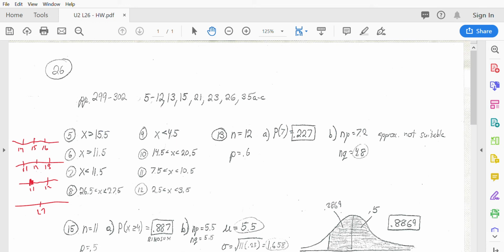The final homework on the normal approximation to the binomial distribution.